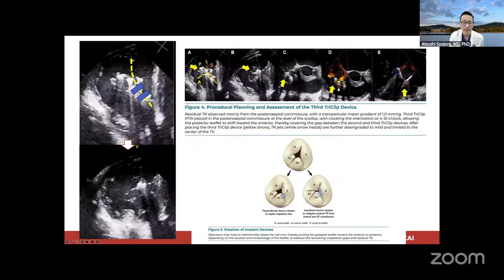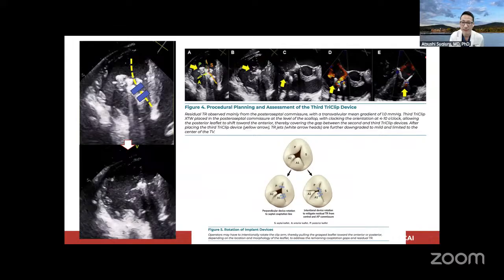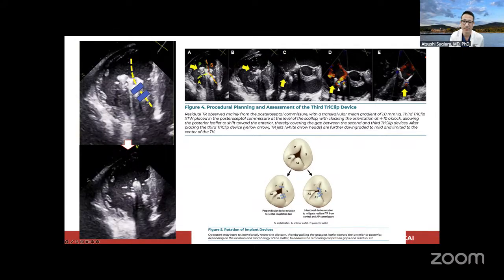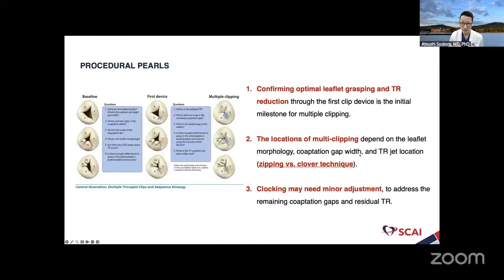So we place the second device, then the third device at the posterior septal commissure, and ended up with this result. So this is the conclusion. I would summarize in just 3 points.